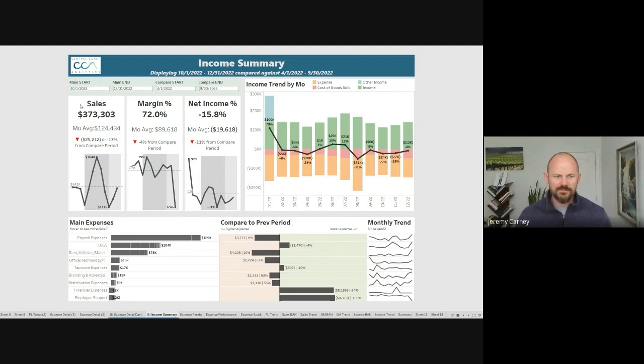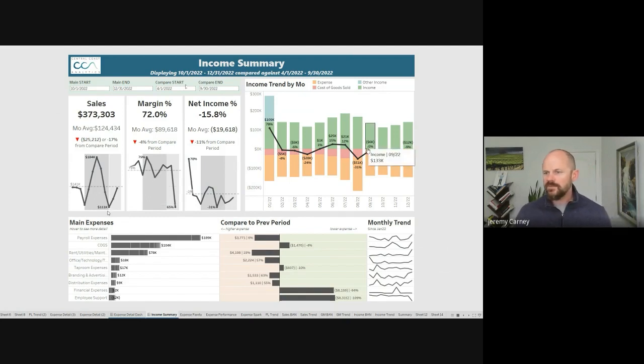Next up, we have some main KPIs. So we're looking at sales, we're looking at margin percent, and then net income percent. And then, are those trending above or below previous period? And then finally looking at a trend graph to see how each month in the last 12 months has gone over time.